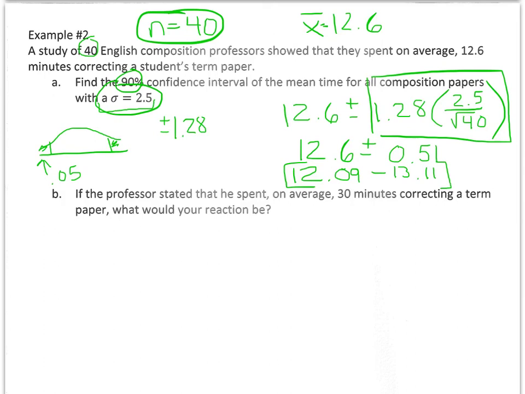Second problem, if the professor stated that he spent on average 30 minutes grading a paper, what would your reaction be? This number is nowhere near inside this interval. So if the professor said that, you would easily be able to say, if this is true, there's no way you spent 30 minutes.